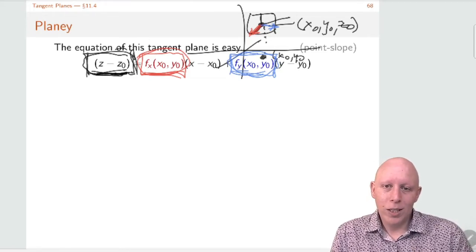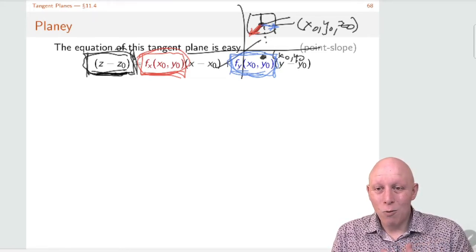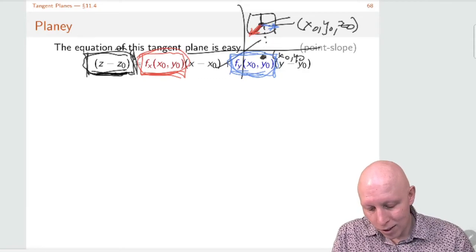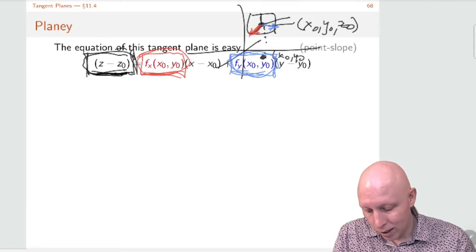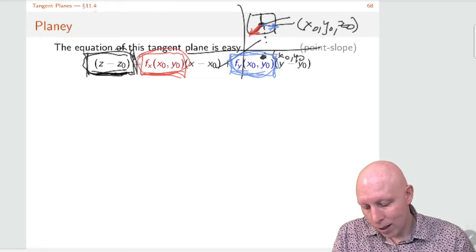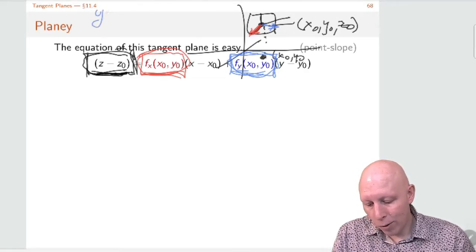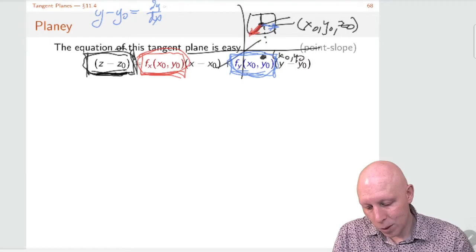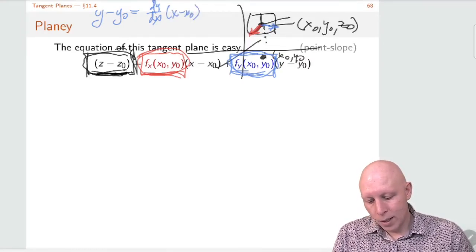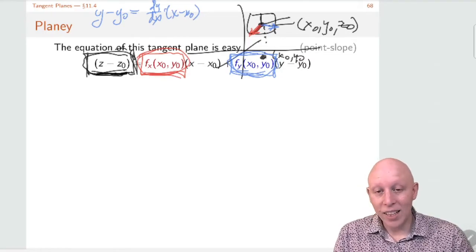So really, this is very close to the way we write down our equations of tangent lines in the standard two-dimensional space, where we write y minus y naught is equal to the slope dy dx times x minus x naught. Right? So this looks exactly like that.